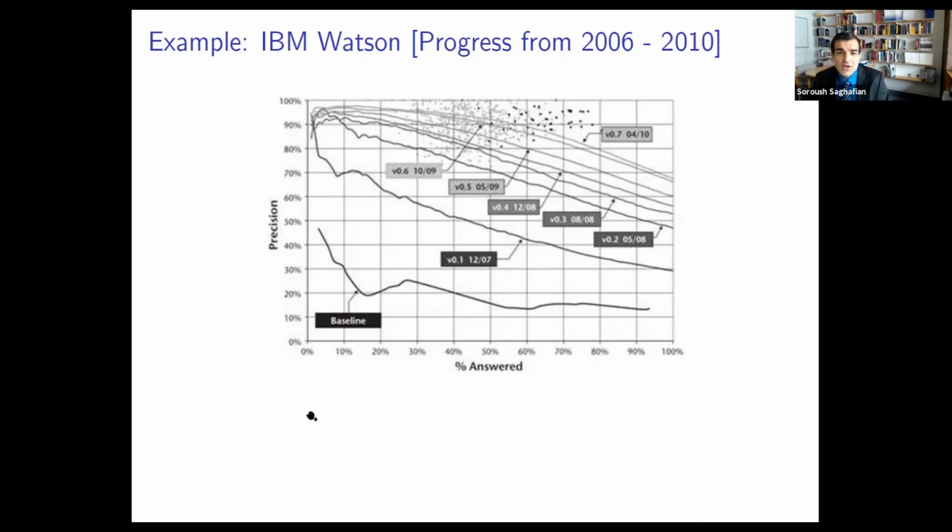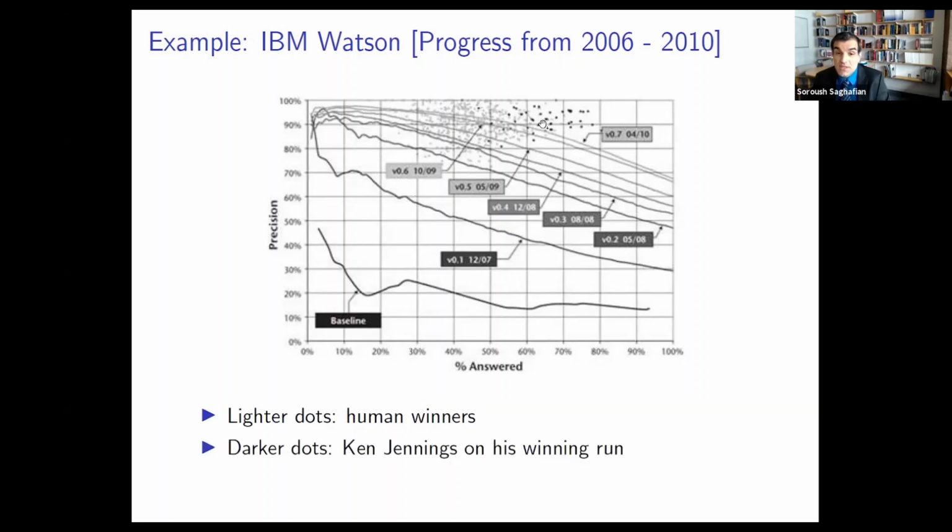Now, what are these dots? Well, the lighter dots are the human winners, and the darker dot is Ken Jennings, which is the second. Think of him as an extraordinary human being in this game. He's now trying to compete with IBM Watson. And here you see these curves are IBM Watson. So this is where they were at baseline.